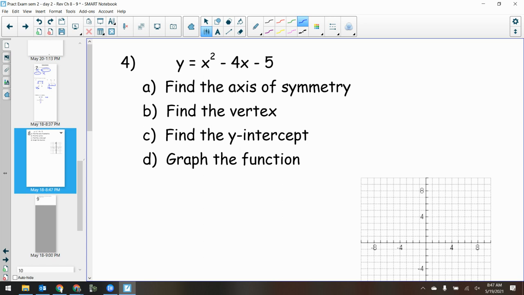Now, if you have your note cards, this would be a great time to get out your note cards because I'm going to give you a couple formulas to use. Or if you don't have your note card, maybe start making yourself a list of things to put on your note card. First thing that I would put on the note card is the axis of symmetry formula. Okay, the axis of symmetry formula, that's x equals, does anybody remember it?